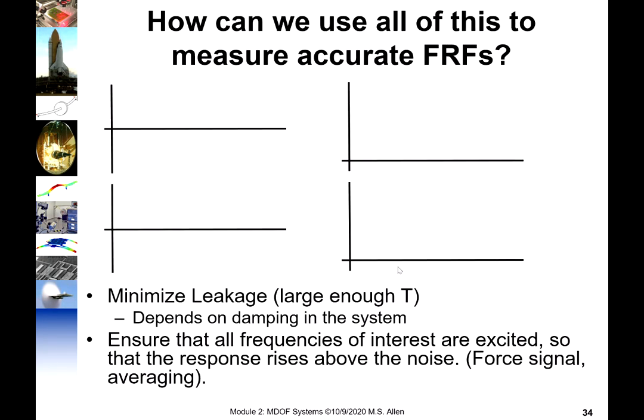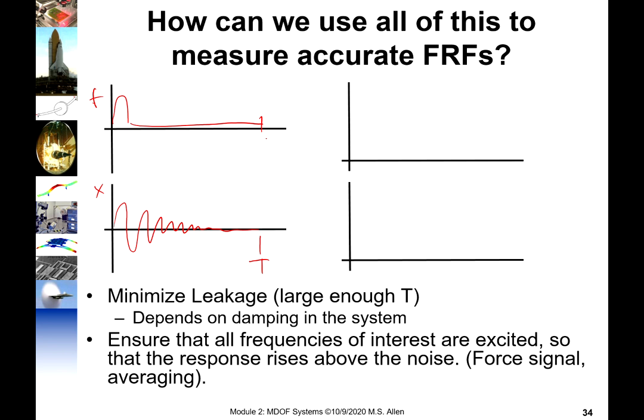So how can we use all of this information to measure accurate FRFs? Well, we can think of a couple things. One thing that we can think about is in the time domain. As we've said before, if we apply an impulse, we need to allow enough time for the response to go to 0 before we end our window. We need a large enough period so that we don't get leakage.